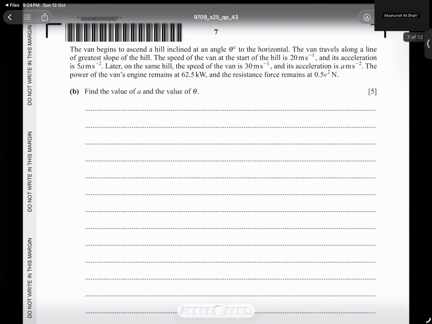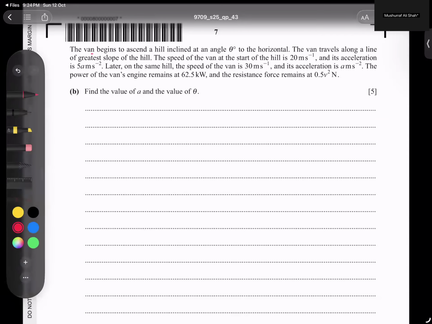Part B: we have the van begins to ascend a hill of angle theta to the horizontal, and the van travels along a line of greatest slope of the hill. The speed of the van at the start of the hill is 20 at the bottom, and acceleration is 5a. Later on, on the same hill, the speed is 30 and acceleration is a. So the power of the engine remains the same, and friction remains the same. So we have to find out. So let's start.